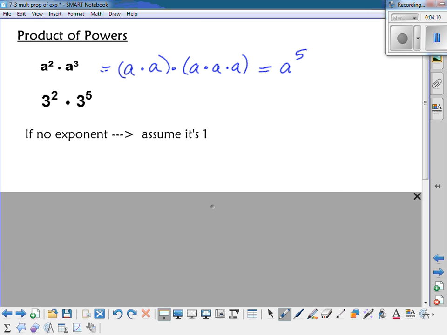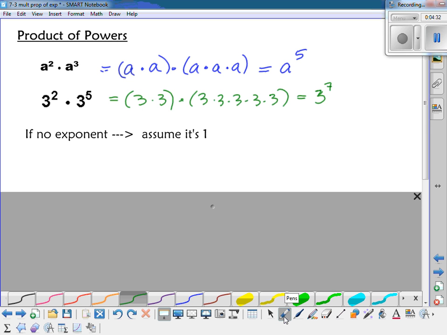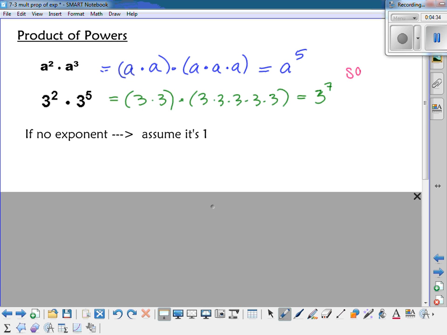If I have 3 squared times 3 to the 5th, that's 3 times 3 times 3 times 3 times 3 times 3 times 3. And so now I have 7 of them all together. It's 3 to the 7th. So it's important that you realize that you only combine them if you have the same bases, okay? You need to make sure you have the same bases. Also, if there's no exponent, you need to assume it's a 1.